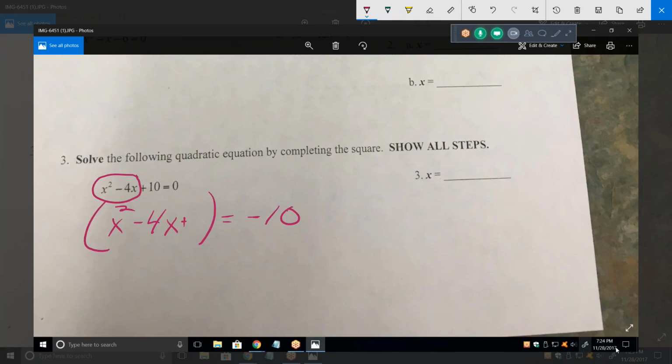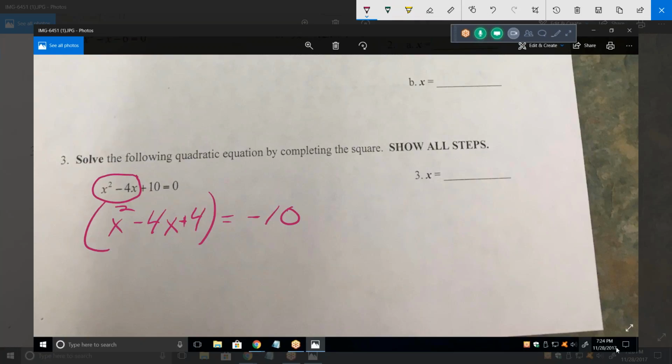So what is that? What's half the coefficient of the x term squared? What's half the coefficient of the x term? Is the x term 4? Uh-huh. And then, so what's half of that? 2. Now square it. So 2 squared is 4. That's how you complete the square.